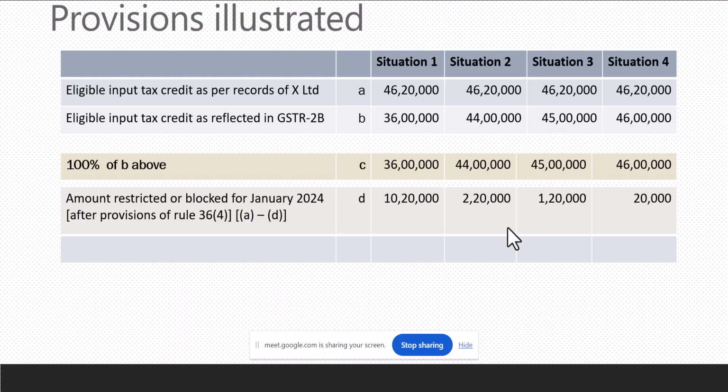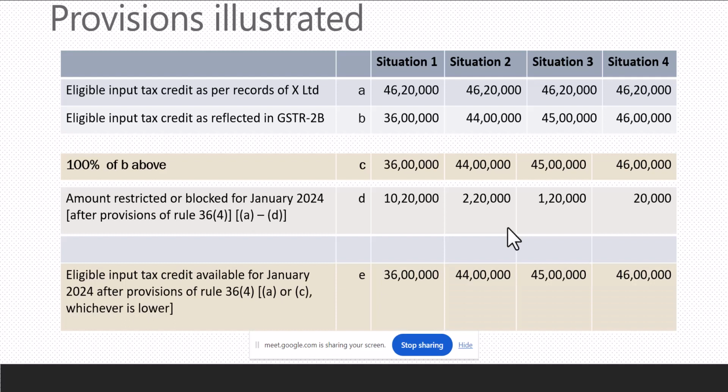How much is he not allowed for? The difference of the two, 46 minus 36, which is 10 lakh 20,000 in situation 1. In situation 2, it is 2 lakh 20,000. In situation 3, it is 1 lakh 20,000. In situation 4, it is 20,000. Have you understood this? Kajal, Suraksha, have you followed this? Yes, sir.